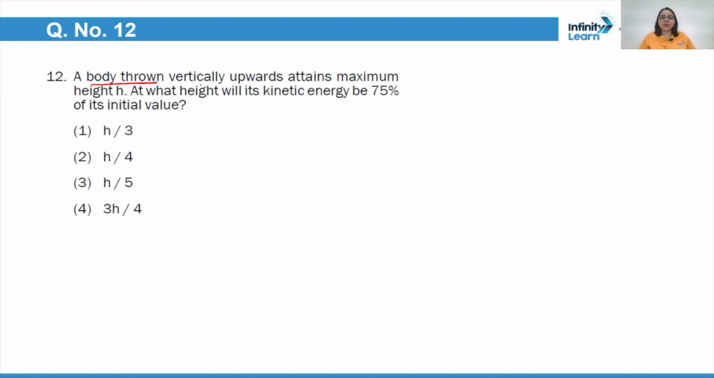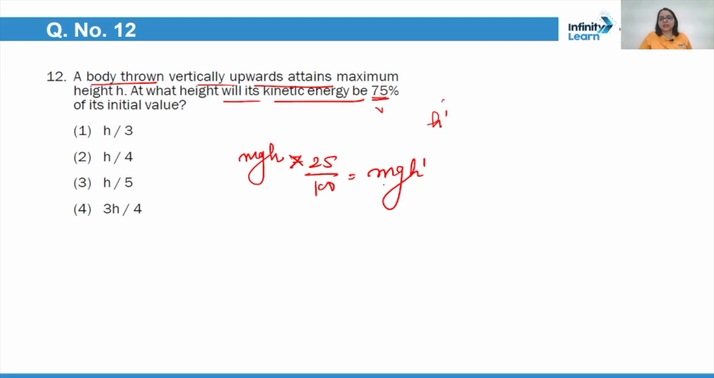Question number 12. A body thrown vertically upwards attains maximum height h. At what height will its kinetic energy be 75% of its initial value? So its total mechanical energy is mgh, because at the highest point it will have only potential energy, which is mgh, and that is nothing but its total mechanical energy. So at a certain height h dash, 75% will be in the form of kinetic energy, but the remaining 25% will be in the form of potential energy. So 25% of this total mechanical energy is in the form of potential energy, and let's say that is at h dash. So over here h dash will be h by 4, which is option 2.